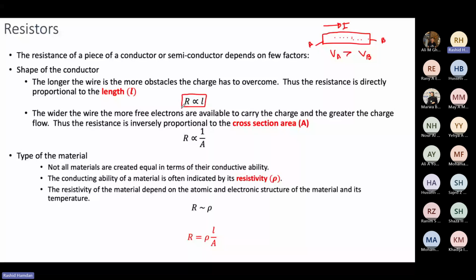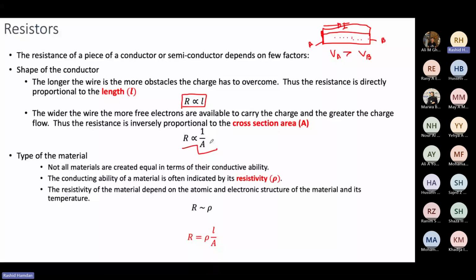But also, if I increase the area of the material, the cross-sectional area, so how wide this material is. If I make it wider, I have more charge now that can move. Remember, I depends on A, the cross-sectional area. So the resistance decreases with the cross-sectional area. I have more carriers that can carry my charge around, so I can flow in that direction much easier. So R is inversely proportional to A.